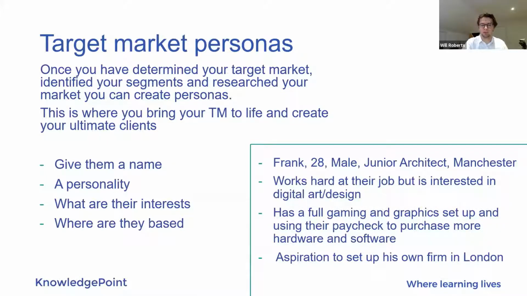So you want to give them a name, you want to give them a personality, and you want to know what their interests are and where they're based. So our examples that have run through have led us to Frank, who is a 28-year-old male who's a junior architect that lives in Manchester. He works hard at his job and he's interested in digital art and design, as well as CAD softwares. And he has a full gaming and graphics setup in his home, and he uses his paycheck to purchase more hardware and software. He's aspirational and wants to own his own architecture firm within the next 10 years.